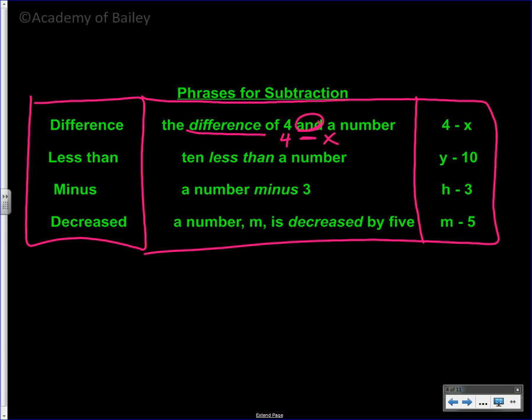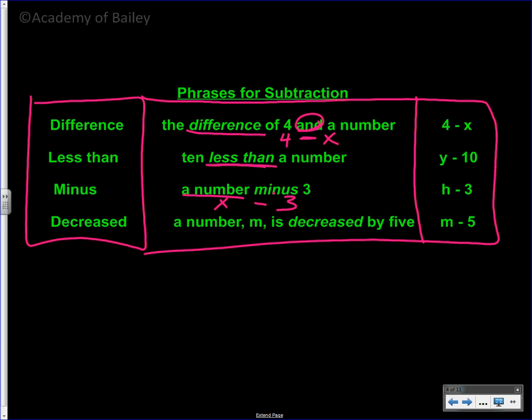Let's look at, actually, none of the other examples here use the word and. Let's look at the third one. A number, and it doesn't tell us which one, a number x minus 3. And we just kind of write them down the way they come along, with one exception, and that would be example number 2. Example number 2 is a really tricky one. This is the one that throws most people off.